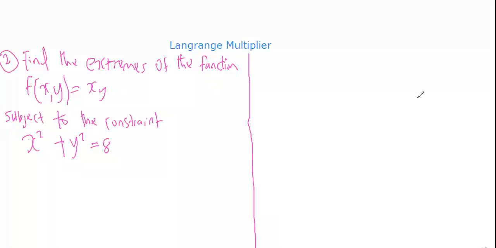In this video, we're continuing with the problems of Lagrange multiplier. So we're going to look at an example, and the example is as follows. Find the extremes of the function. The objective function is given, subject to the constraint, and the constraint is also given. So without wasting time, we just go directly to the solution, and then we have the solution.